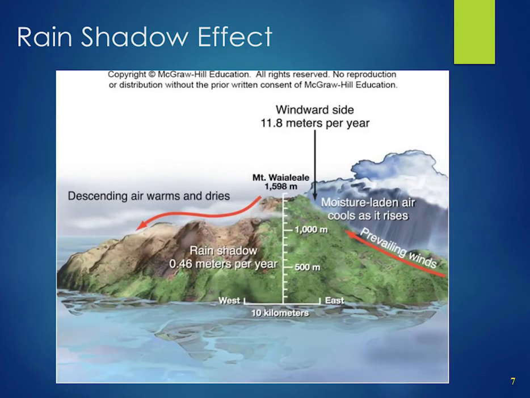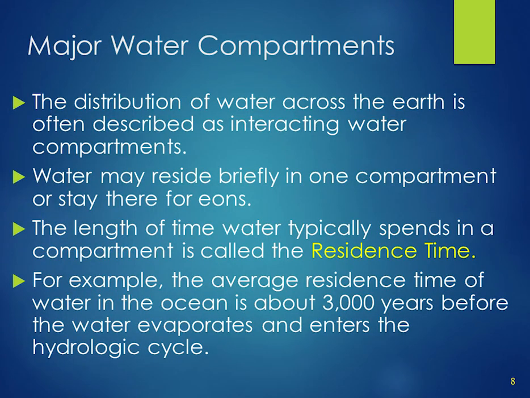An illustration of the rain shadow effect. Major water compartments. The distribution of water across the Earth is often described as interacting water compartments. Water may reside briefly in one compartment or stay there for eons. The length of time water typically spends in a compartment is called the residence time. For example, the average residence time of water in the ocean is about 3,000 years before the water evaporates and enters the hydraulic cycle.